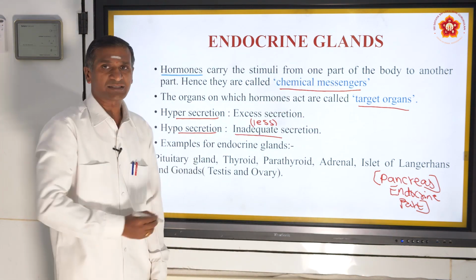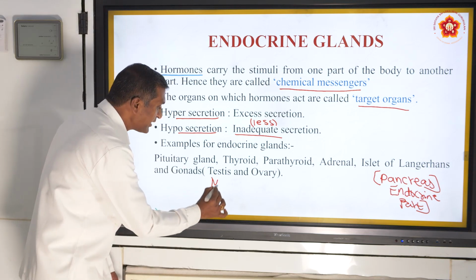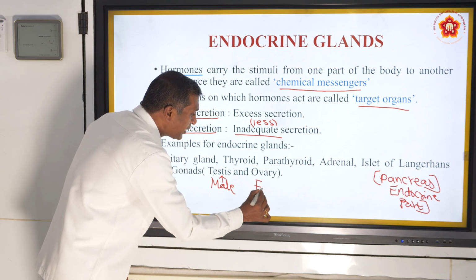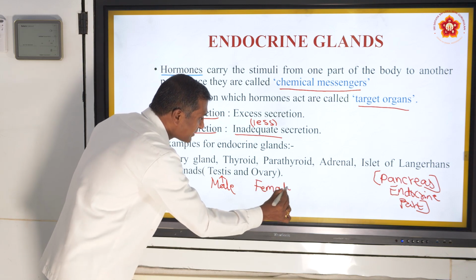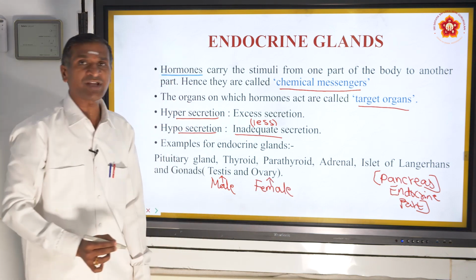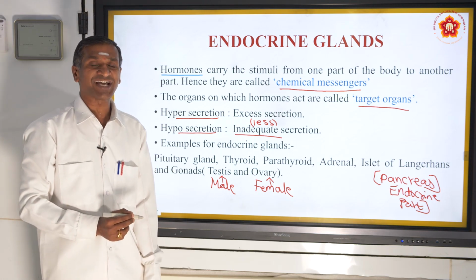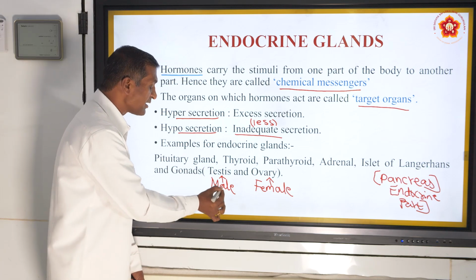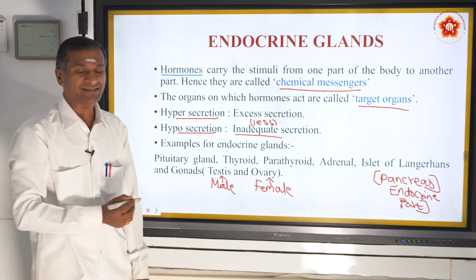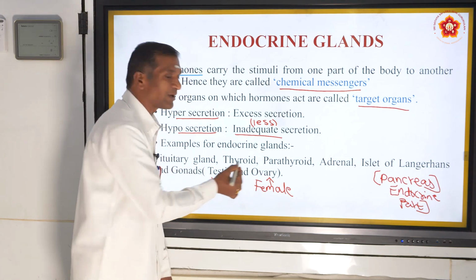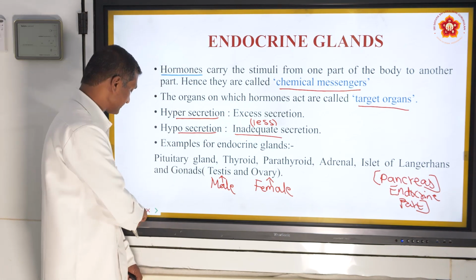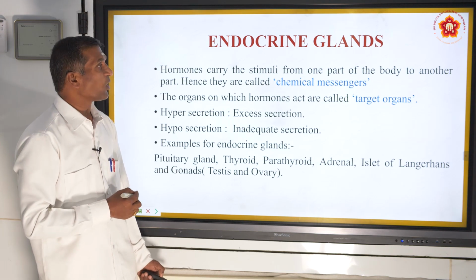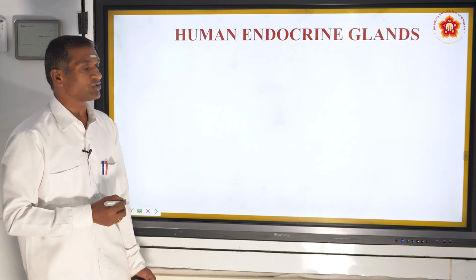And the gonads. The male gonad is called the testes and the female gonad is called the ovary. In general, gonads are the genital organs that help in reproduction. So the male gonad is called the testis and the female gonad is called the ovary. Now let us see each organ for your kind information.